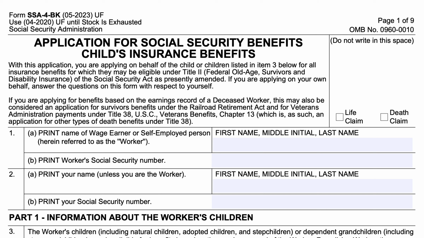In this video, we'll be going over Form SSA-4-BK. This is the application for Social Security benefits on behalf of a child, on behalf of either an eligible worker or a deceased worker. We do have additional information about the eligibility requirements, required documentation, and other aspects of your application.